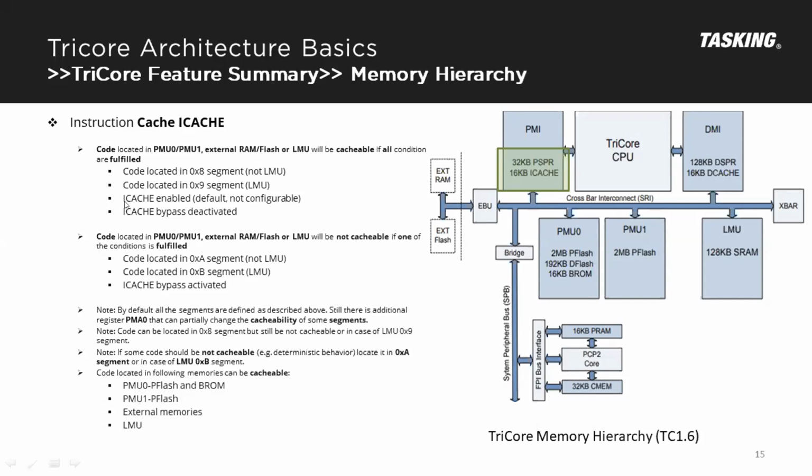You have to enable the instruction cache, and you have to configure the instruction cache bypass to be deactivated. Once all these conditions are fulfilled, your code that exists in these areas will be cached. And the code that exists in the BMU0 or BMU1 flashes, or external RAM or external flash, or the LMU, will not be cached if it's saved inside the 0xA segment or 0xB segment, based on whether LMU is supported or not.